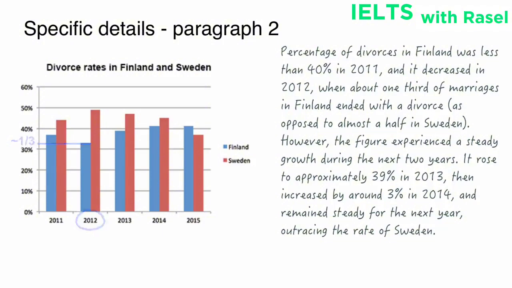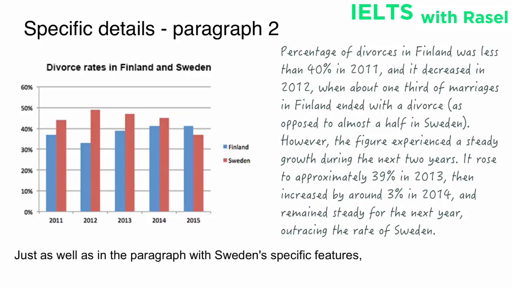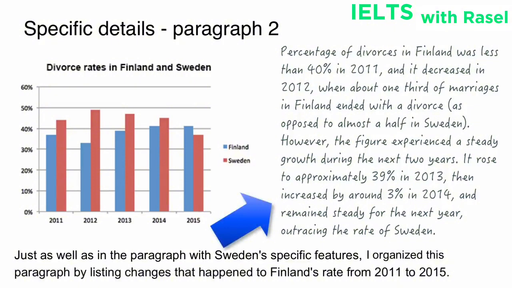In Sweden, however, the rate experienced a steady growth. During the next 2 years, it rose to approximately 39% in 2013, then increased by around 3% in 2014, and remained steady for the next year. Just as in the paragraph with Sweden's specific features, I organized this paragraph by listing changes that happened to Finland's rate from 2011 to 2015.